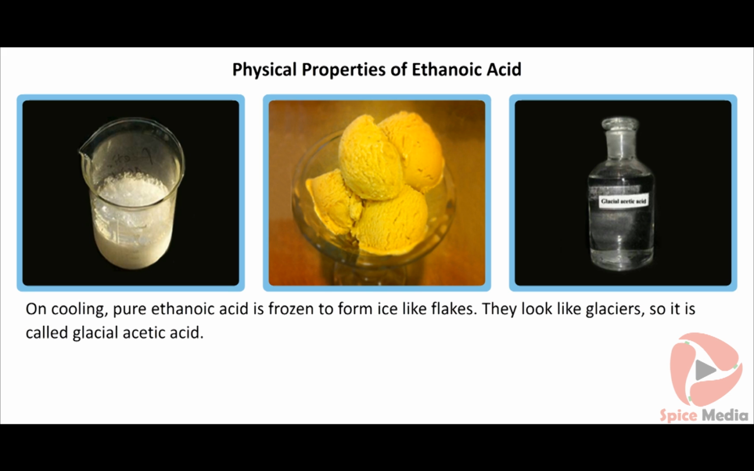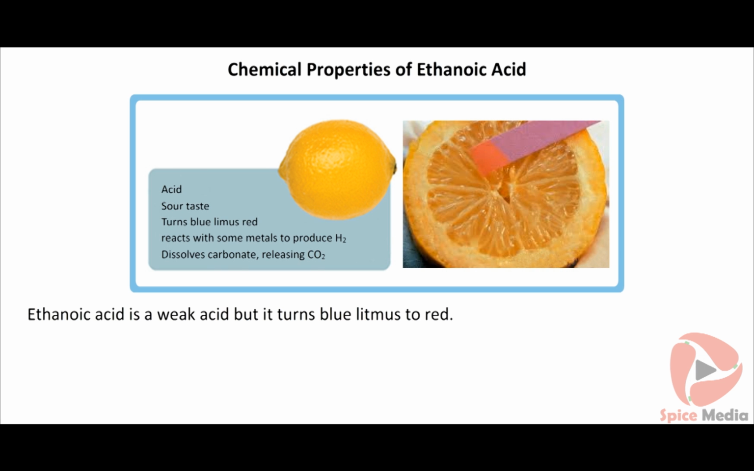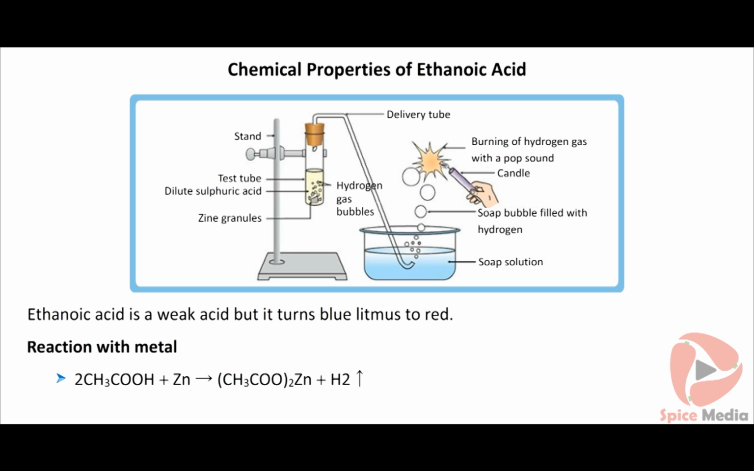On cooling, pure ethanoic acid is frozen to form ice-like flakes. They look like glaciers, so it is called glacial acetic acid. The chemical properties of ethanoic acid are as follows. Ethanoic acid is a weak acid, but it turns blue litmus to red. Reaction with metal. Ethanoic acid reacts with metals like Na, K, Zn, etc. to form metal ethanoate and hydrogen gas.